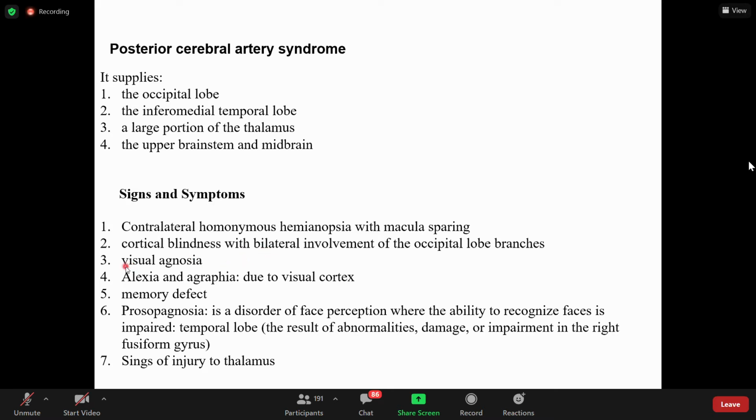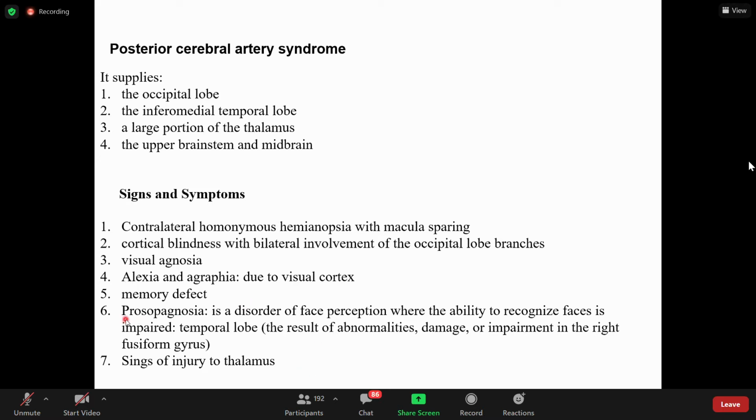okay? And of course, you will have visual agnosia. Visual agnosia, you cannot tell what you're seeing because of the involvement of the association areas 18 and 19, alexia and agraphia, because you don't understand what you see. And memory defect. Memory is the function of the hippocampus. The hippocampus is sitting in the temporal lobe, okay, parahippocampal gyrus. And you will have signs of injury to the thalamus because of the small arteries that go to the thalamus from the posterior cerebral artery.